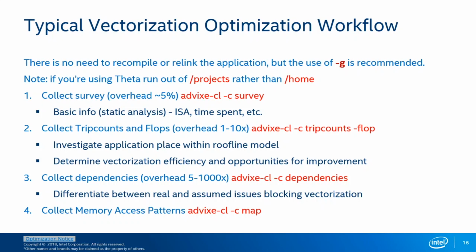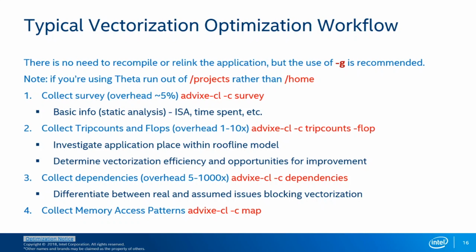Dependencies collection will run your application, and it will determine if compiler assumed dependencies and loops that the compiler was not able to vectorize automatically. It will confirm if those dependencies are real. And this collection in particular has quite a large overhead, as you'll notice, and I will show you some tips on how to manage these overheads so you can run a reasonable amount of time.